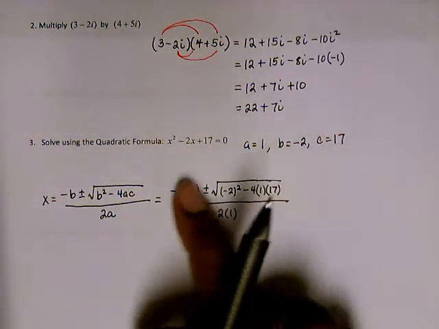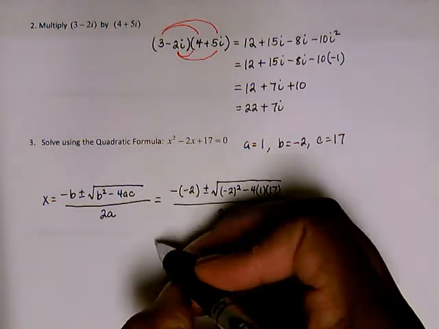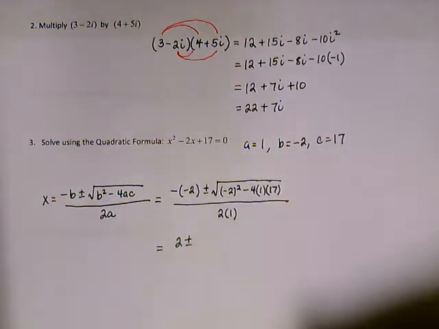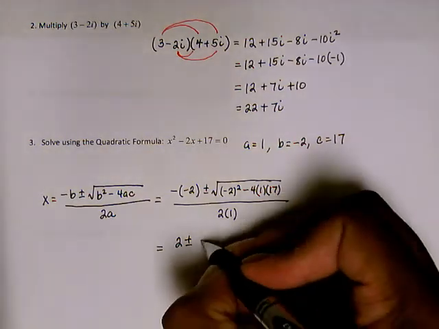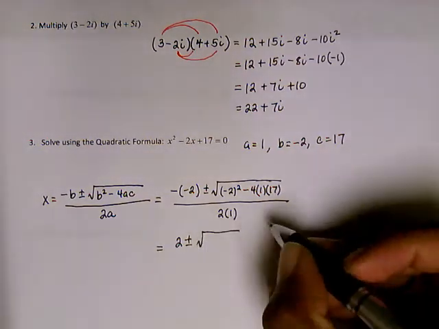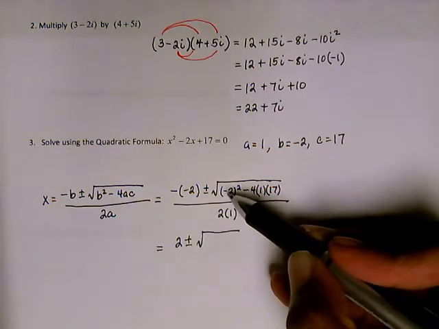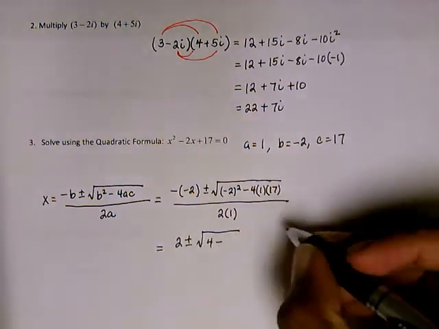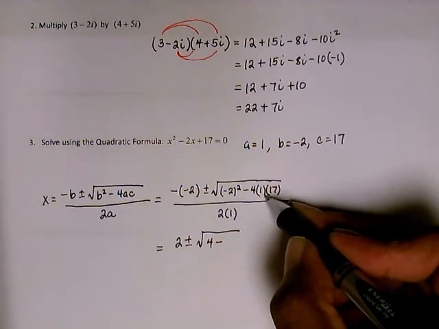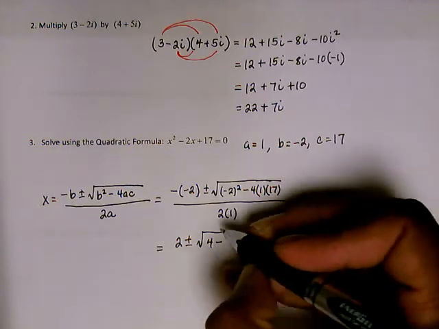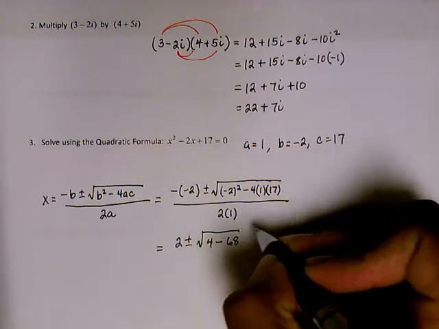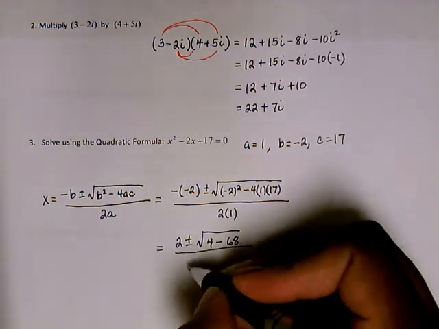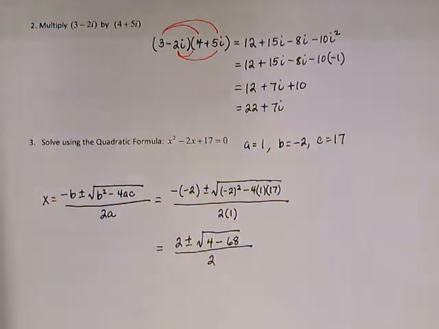Okay, now let's go ahead and simplify all of this. The negative of a negative 2 will be a positive 2. So I'm going to have 2 plus or minus. Now underneath the radical, the square root of, negative 2 squared is negative 2 times negative 2. That will be 4. Minus 4 times 1, which is 4. 4 times 17 will be 68. So underneath the radical, I have 4 minus 68. And all of this will be divided by 2 times 1, which will be 2.